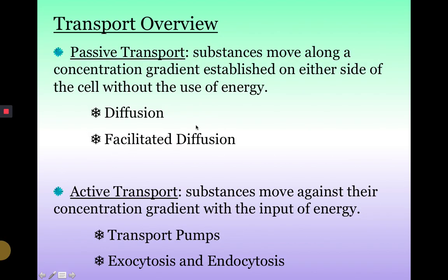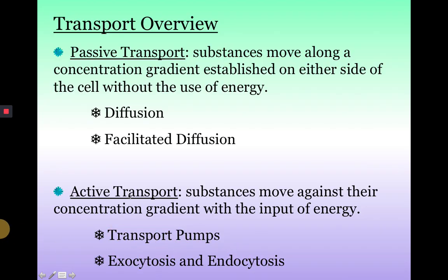So there's two main ways that you're going to move through the cell. Passive transport. Okay, substances move along a concentration gradient established on either side of the cell without using energy. So that's diffusion and facilitated diffusion. So we say no outside use of energy, no ATP. Okay, but you can still use the regular energy that's involved within molecules. So the kinetic energy that's in the molecules will drive diffusion. And then we have active transport. Active transport are substances that move against their concentration gradient with the input of energy. So transport pumps will be the proteins that will move those, and we'll also see that in exocytosis and endocytosis.